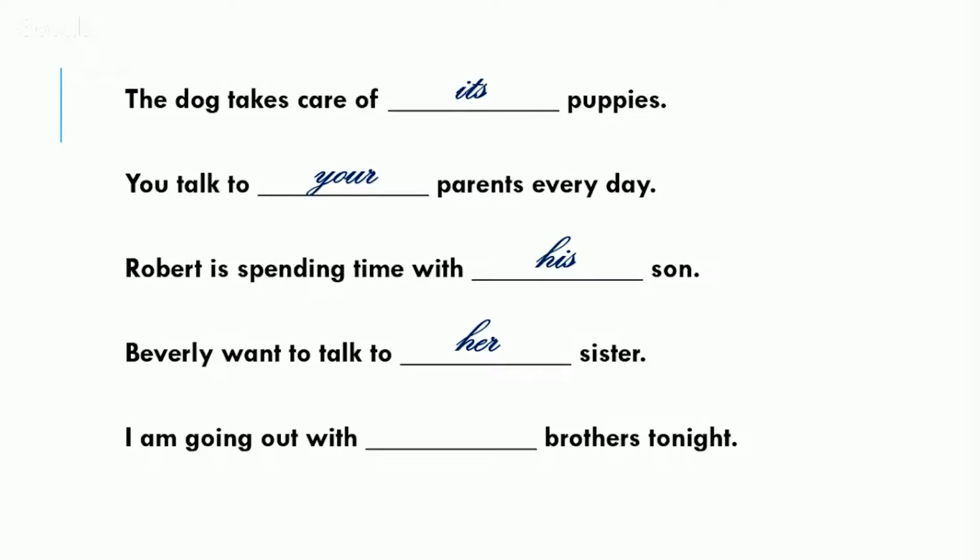And then also you can do the last one as well. I am going out with blank brothers. We have some answers there from Lucero, Dagoberto, and Rafael. And they say that I am going out with my brothers. Well, if I am the owner, they belong to me, then those are my brothers. Very good. All right, guys, so you have 10 examples there.